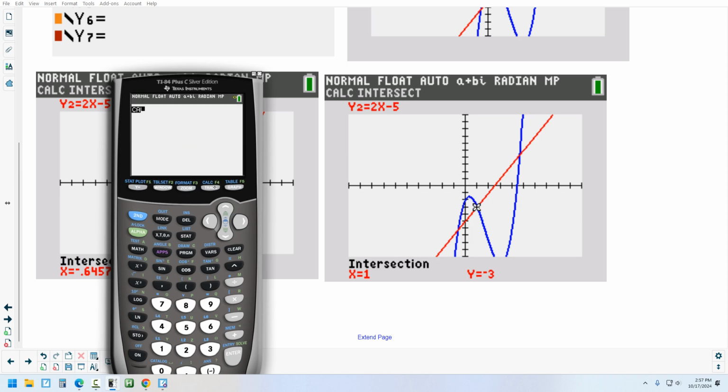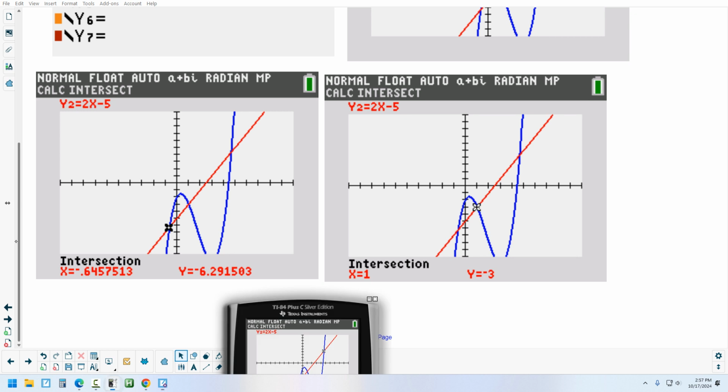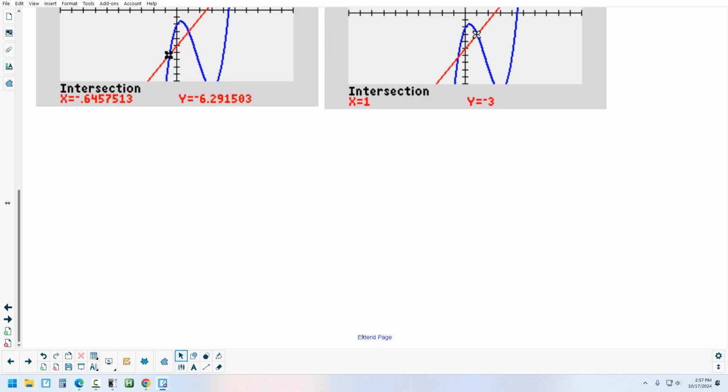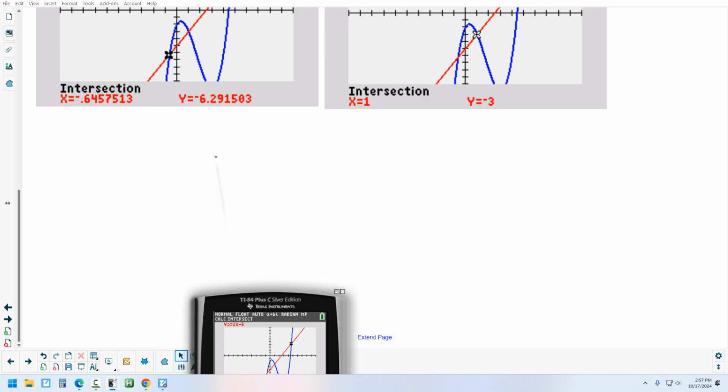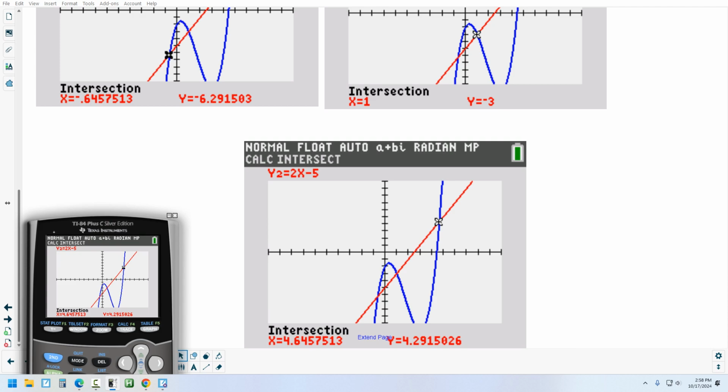And second calc, intersect. Move our cursor, that's probably fine. 4.6 comma 4.3. That would be our third intersection point. I'm trying to get everything on the screen for you at the same time. Any questions on how we found all 3 of those? All right, so that's basically what you need to know from section 3.7.